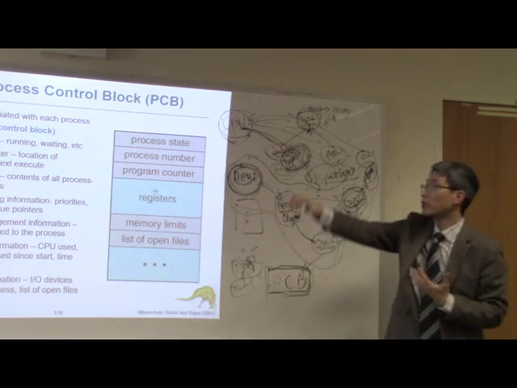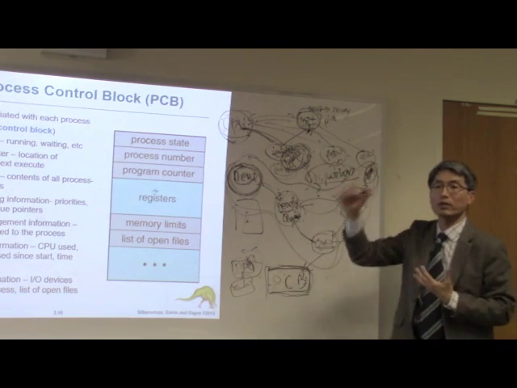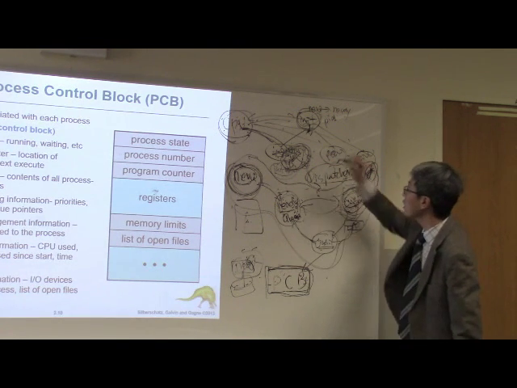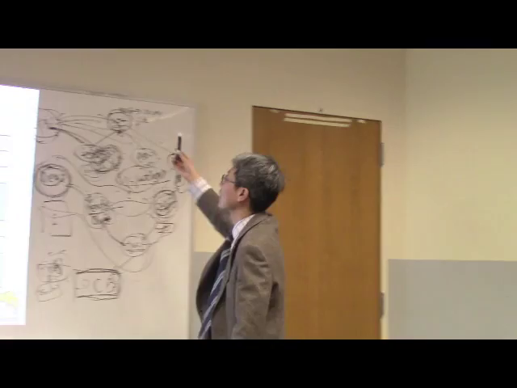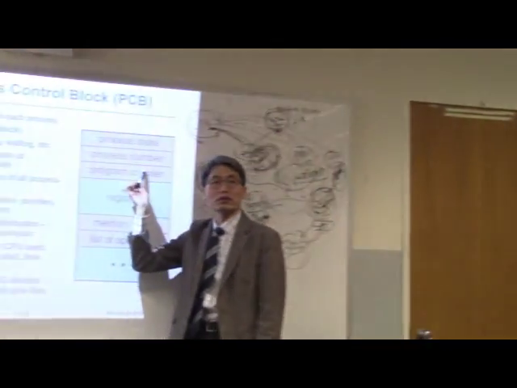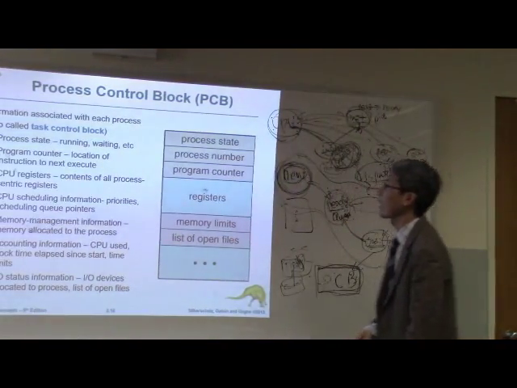Then the dispatcher will select the next process. So each process will not be executed all at one time. It will stop, resume, stop, resume, stop, resume. So the operating system should know where the next location is. That is the program counter.